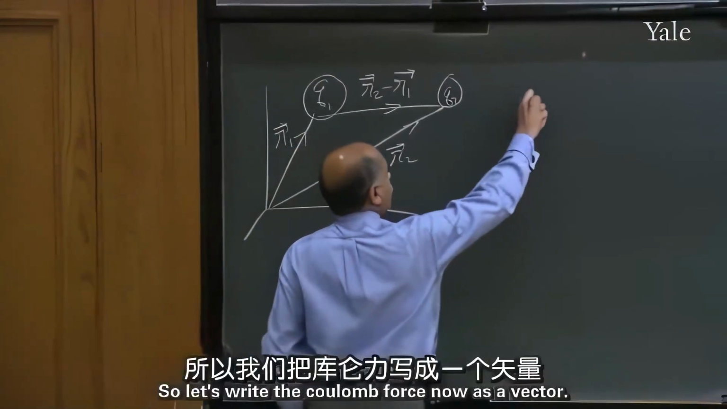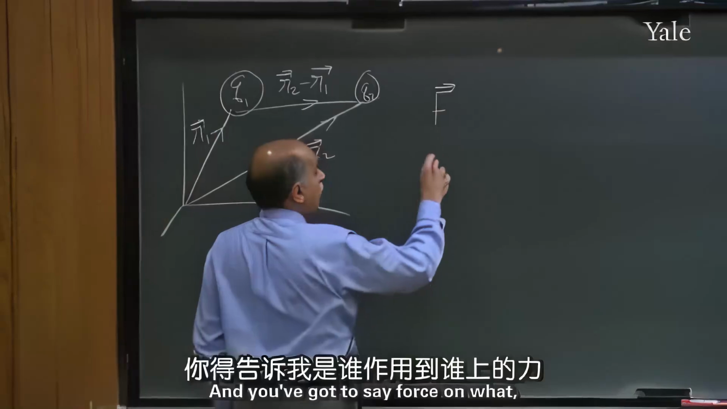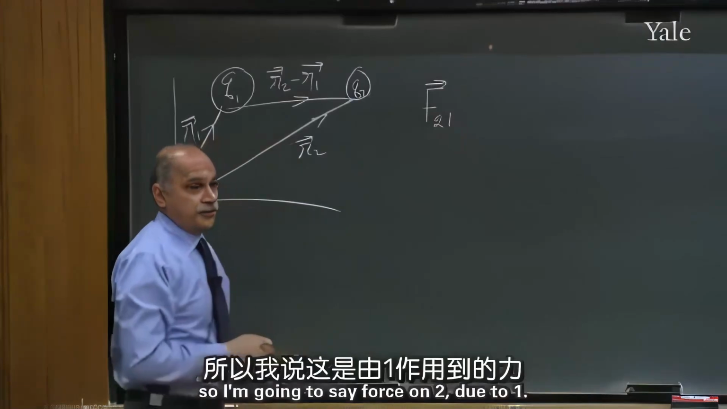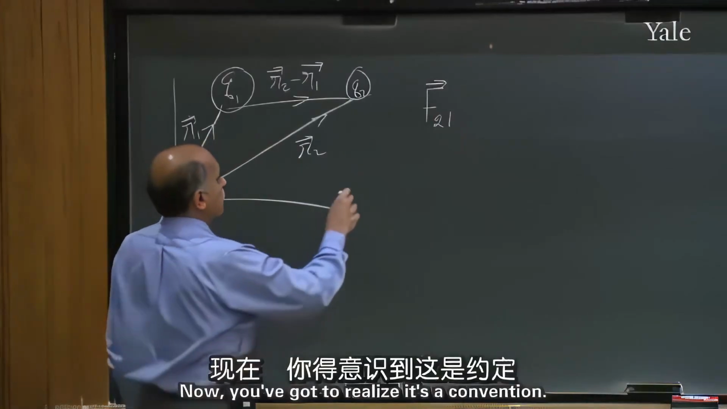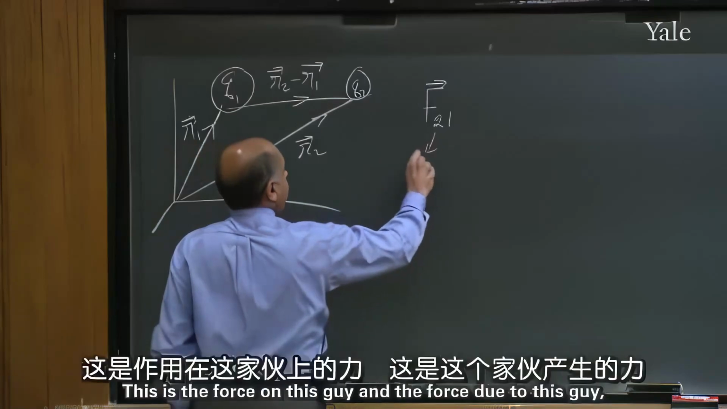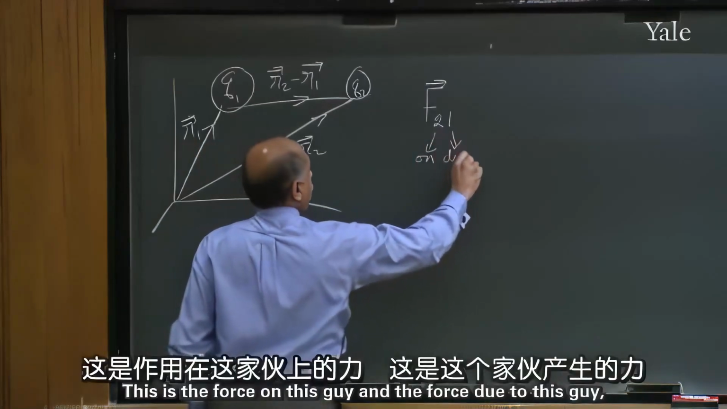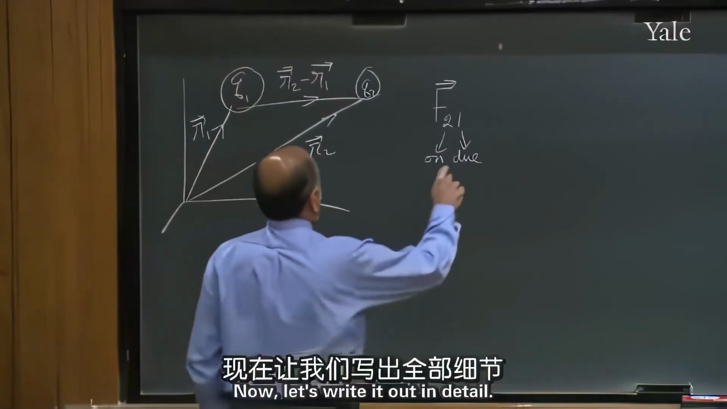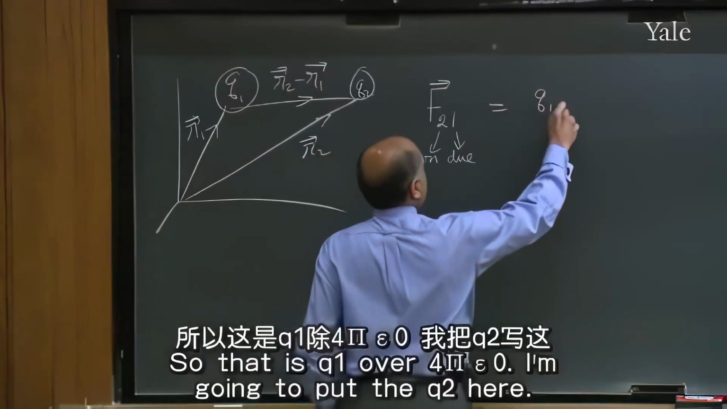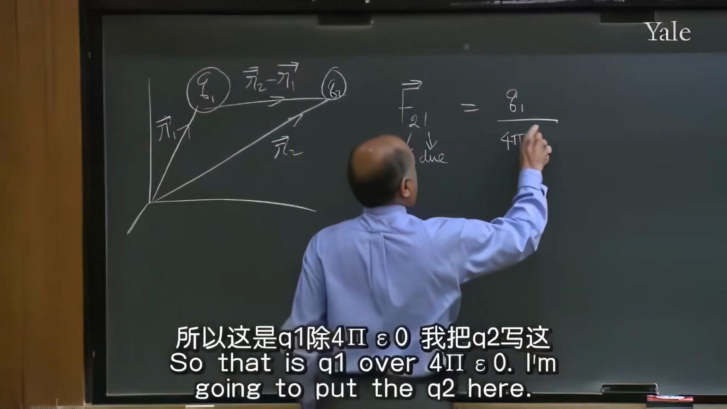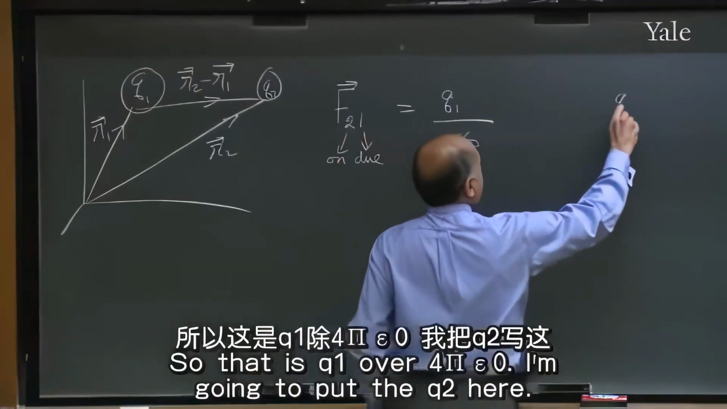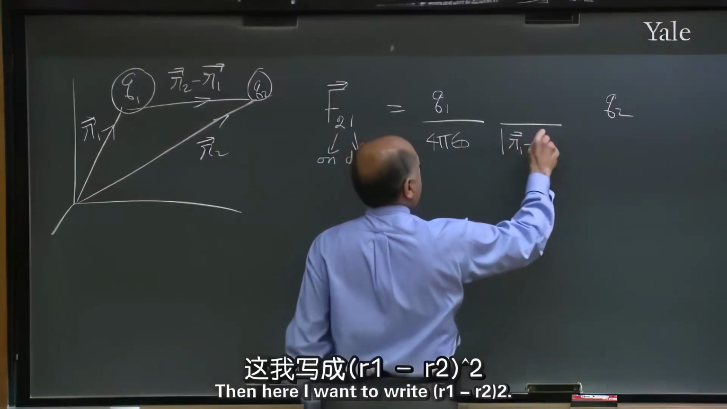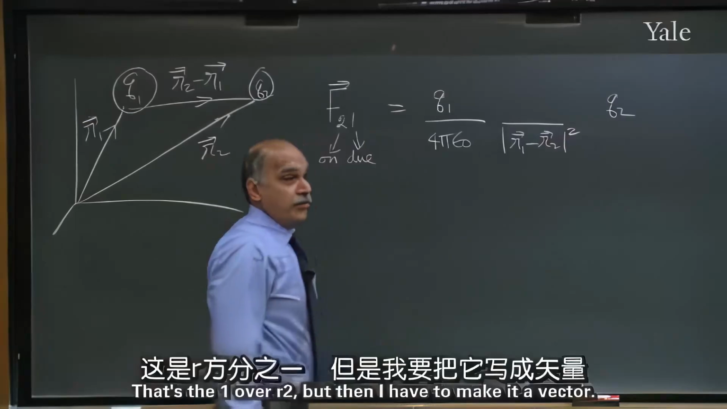So let's write the Coulomb force now as a vector. Now you've got to say force on what? So I'm going to say force on 2 due to 1. Now you've got to realize it's a convention. So I use the convention, this is the force on this guy and the force due to this guy. It's a second label. Now let's write it out in detail. So that is Q1 over 4 pi epsilon 0. I'm going to put the Q2 here. Then here I want to write the magnitude of r1 minus r2 squared. That's the 1 over r squared.